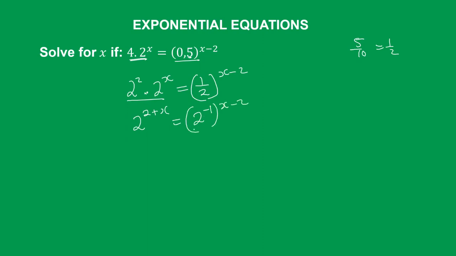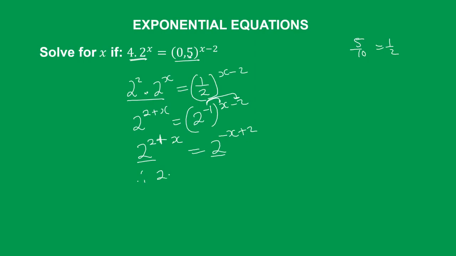x minus 2. Then we're distributing negative 1 here. We're multiplying by negative 1. So it becomes 2 to the power 2 plus x is equal to 2 to the power negative x plus 2. Negative 1 times x is negative x. Negative 1 times negative 2 is positive 2. Now the bases are equal. We can equate the exponents.